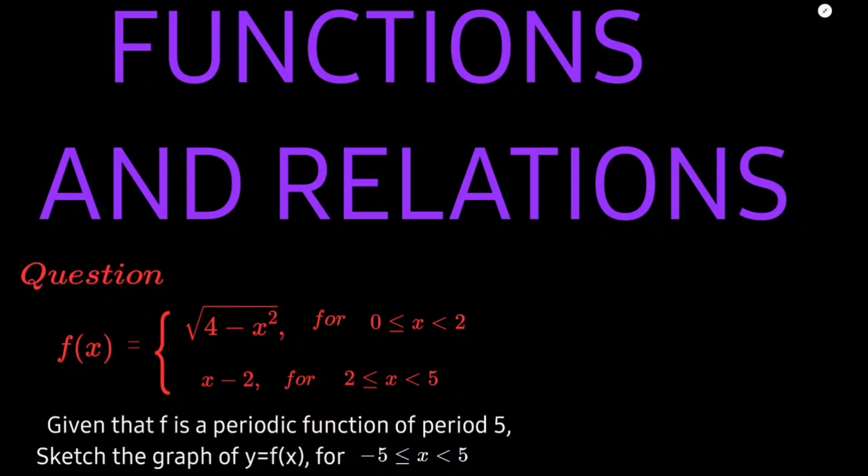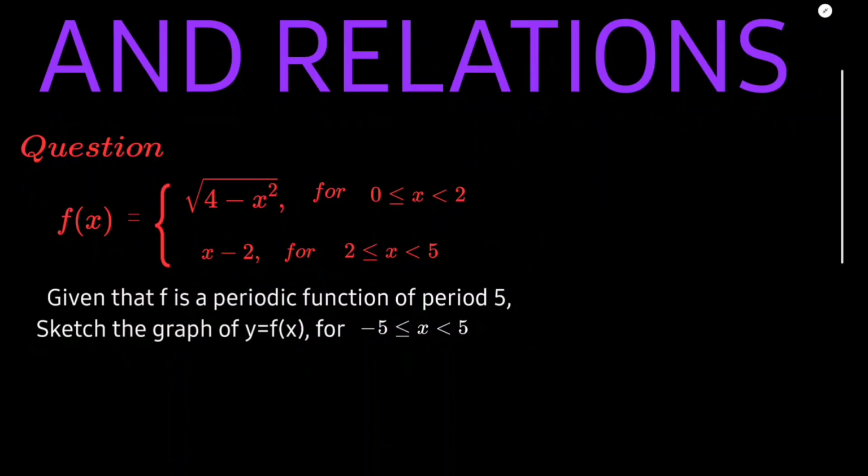In this video we are going to be solving a question under periodic functions. Okay, so here is the question. We have f of x is equal to the square root of 4 minus x squared for x greater than or equal to 0 and x less than 2, and also f of x is equal to x minus 2 for x greater than or equal to 2 and x less than 5.